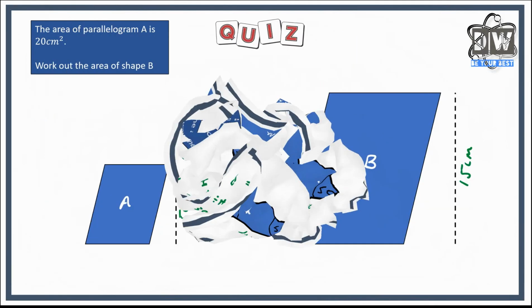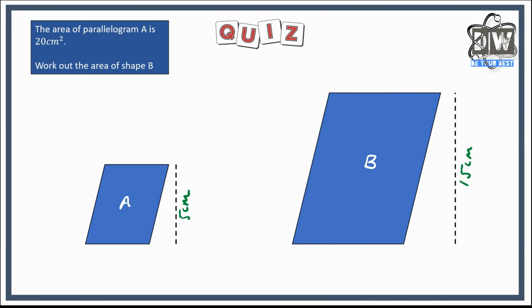It is time for the quiz. So we know that parallelogram A is worth 20 centimetres squared. So work out the area of shape B. Now, to give you a little bit of a helping hand, the formula for this is still base times height. Still base times height. So just use the same formula because it's a parallelogram, base times height. Give it a go, come back and see if you've got it right.